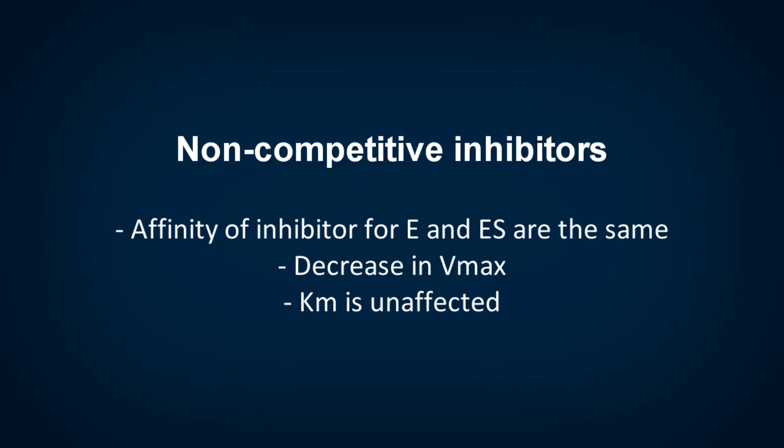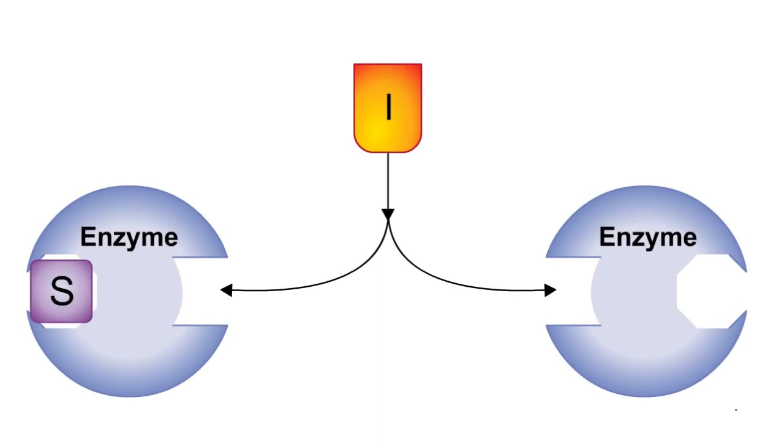Non-competitive inhibition is a special case of mixed inhibition where the affinity of inhibitor for E and ES is the same. Steady-state experiments performed in the presence of non-competitive inhibitor demonstrate a decrease in Vmax, yet Km is unaffected. The diagram illustrates the presence of an enzyme and enzyme-substrate complex for which the inhibitor has affinity.